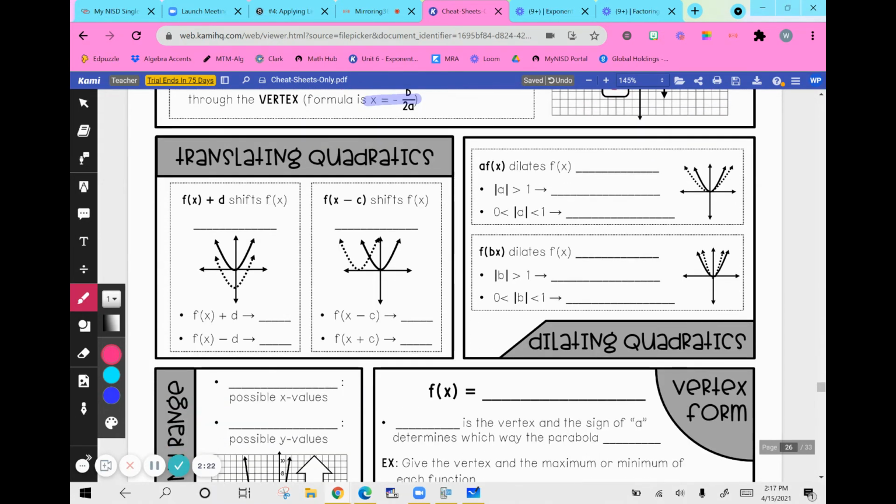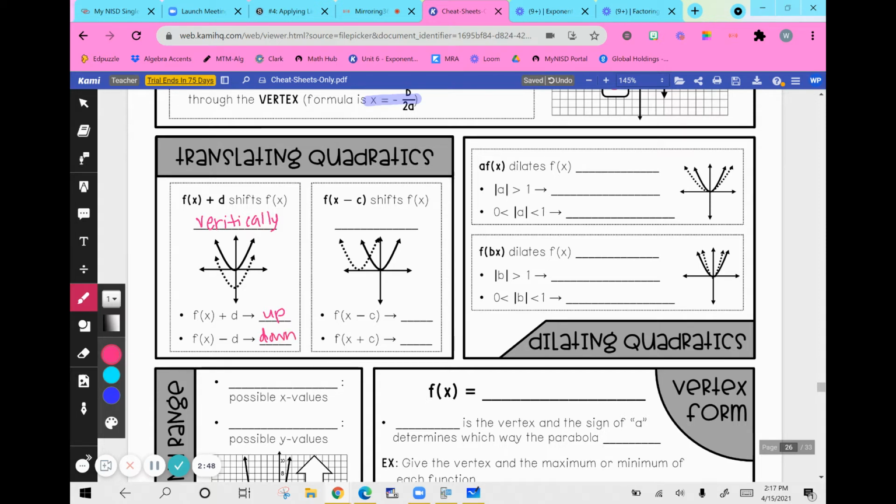Translating quadratics. So this first one says f of x plus d. We've talked about that with linear functions already in our EOC review. Remember that if it's outside the parentheses, that's a vertical shift. So this shifts it vertically. And so f of x plus d is going to go up, and f of x minus d would go down.